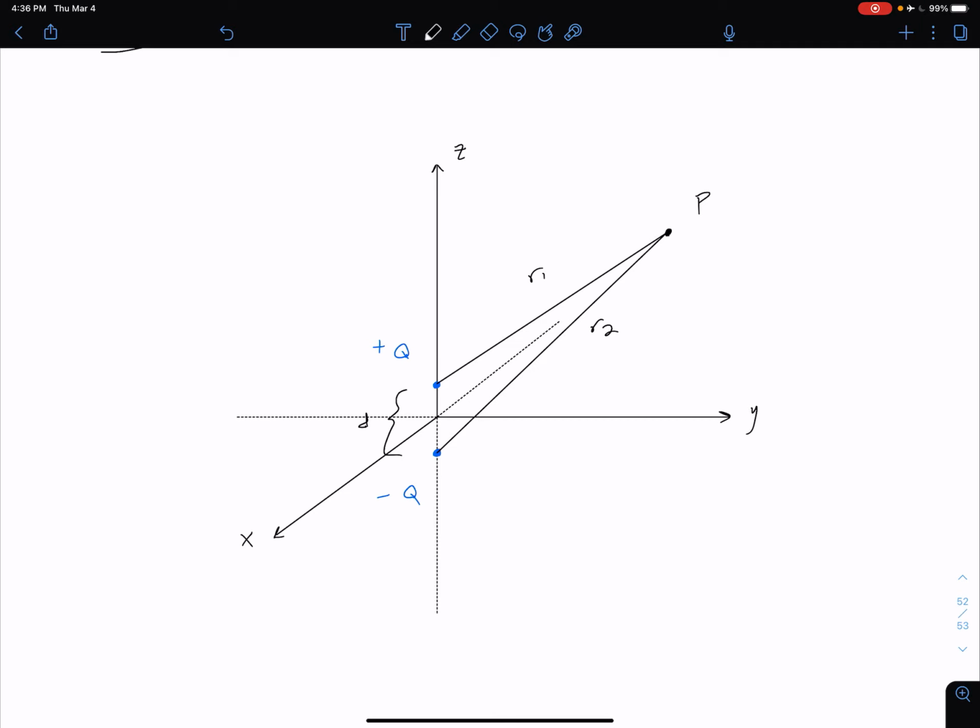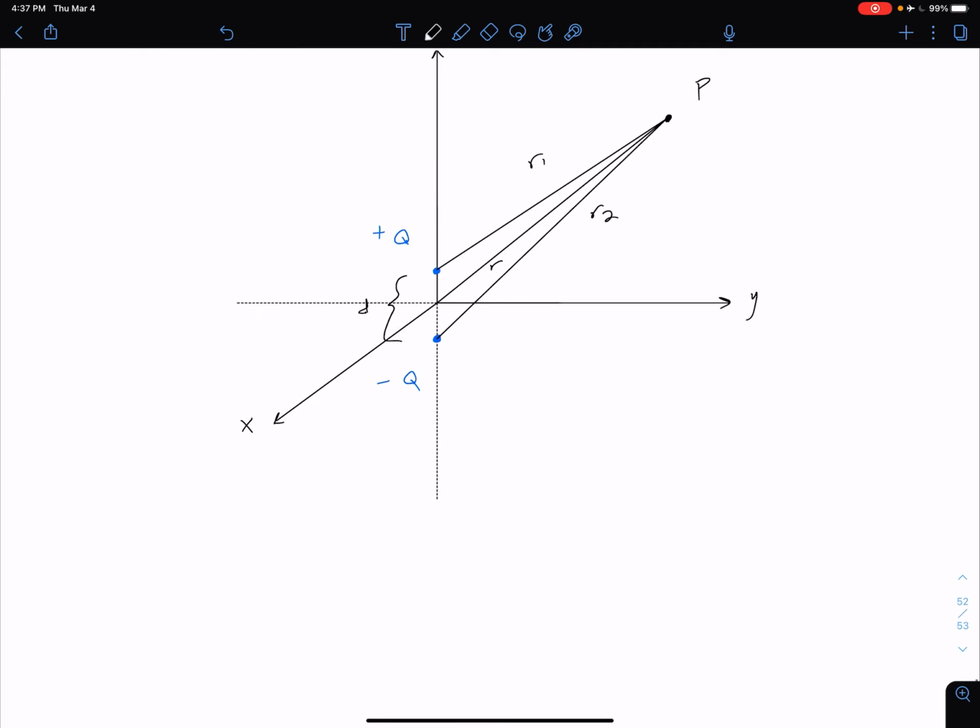It turns out that if our observation point P is really far away from our dipole, such that that distance is much bigger than the distance d separating the two charges, then really the only position we need is the position vector of point P from the center of the dipole. So I'm going to get rid of our negative z-axis here so it doesn't clutter this up. Basically we can just go from, in this case, the origin to our point P, and we're going to call that R.